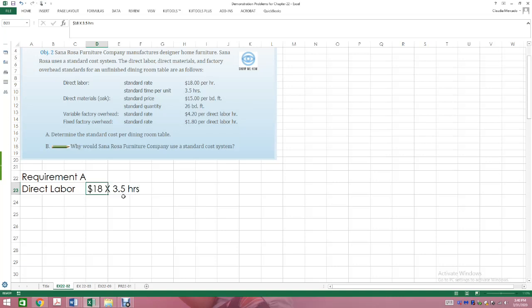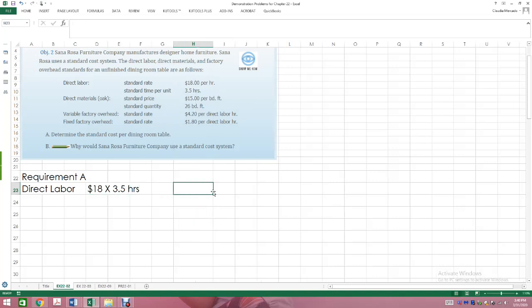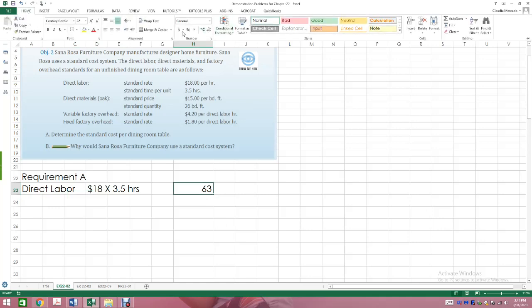Let's see what that gives us. I'm going to put my calculations over here. I don't want to use a calculator because I'm using Excel. I'm just going to do the calculations within the actual Excel worksheet. So it's $18 times 3.5 hours. That's $63. So all we do is we multiply.